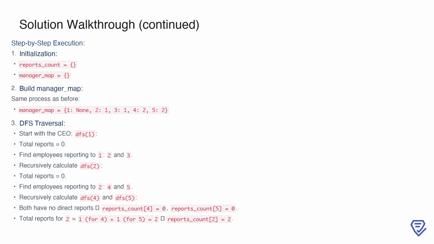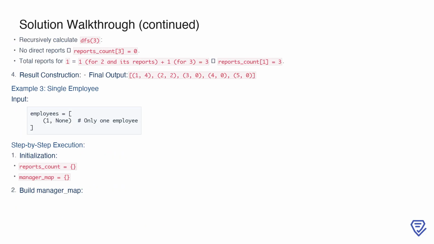Starting with employee 1, we initialize their total reports to 0 and identify employees 2 and 3 as their direct reports. For employee 2, we again initialize their total reports to 0 and find employees 4 and 5 as their direct reports. For both employees 4 and 5, since they have no one reporting to them, their reports_count is set to 0. Returning to employee 2, we calculate their total reports as 1 for employee 4 plus 1 for employee 5, resulting in a total of 2, which we store as reports_count, 2 equals 2.